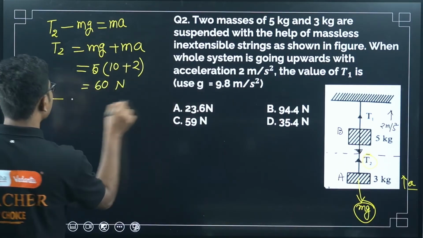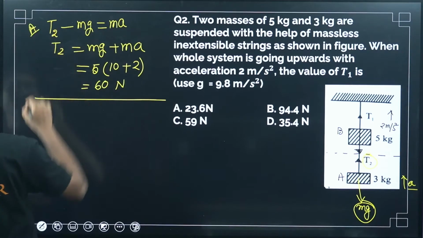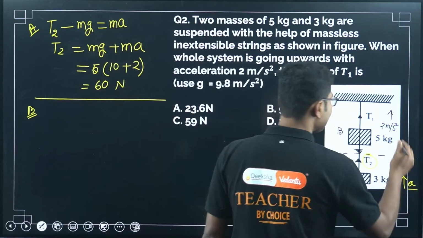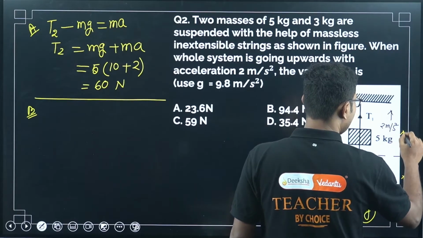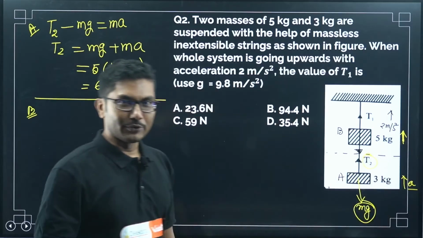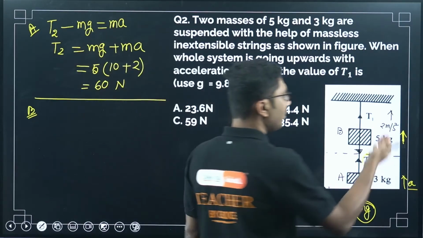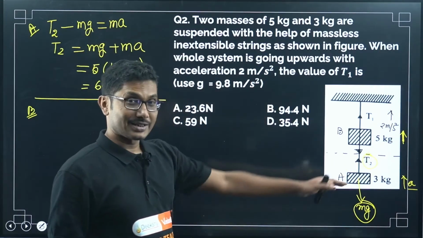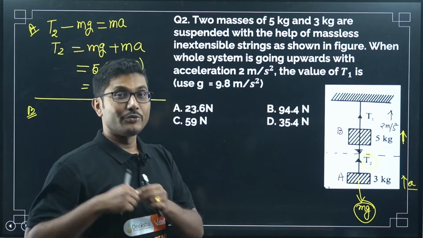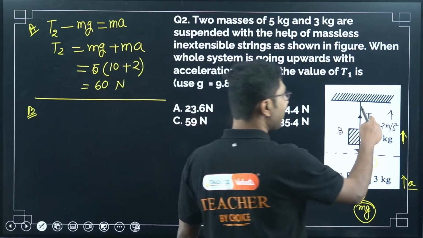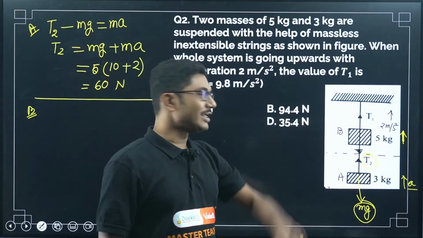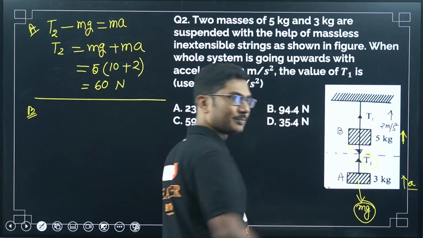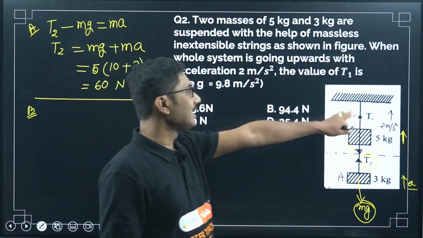So for object B, this was for object A. For object B, again, what is the direction of acceleration? The direction of acceleration is again upward. We can individually treat them, that is the beauty of the free body diagram. The force acting on this object is upwards, and the acceleration is upwards. Now who is rich, who is poor? T1 is rich, T2 is poor, right? T2 here is downward. So T2 is poor, T1 is rich.